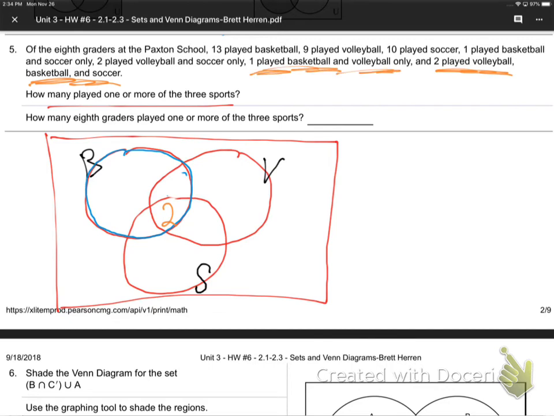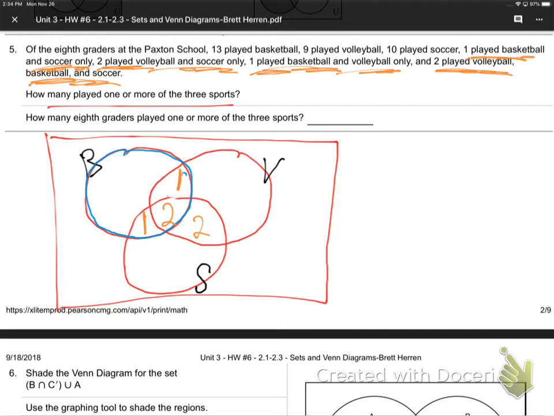1 played basketball and volleyball only. Can I put the 1 right here? Yeah. Because if you're right there, that one person is in the basketball circle and the volleyball circle only. They're not in the soccer circle. Does that make sense? So that's correct also. Let's keep working our way backwards. 2 played volleyball and soccer only. Boom, right there. Because they're in the volleyball and soccer circle, not the basketball. Keep working backwards. 1 played basketball and soccer only. Basketball and soccer only, right there.